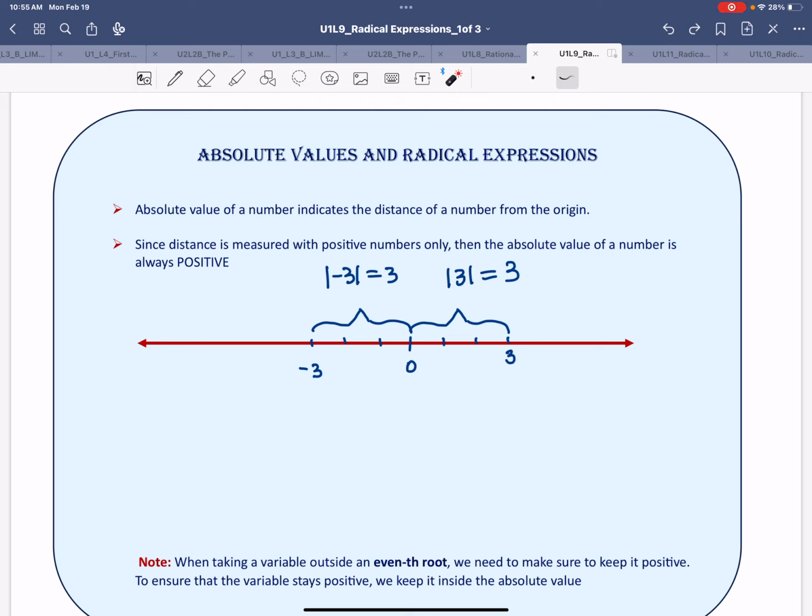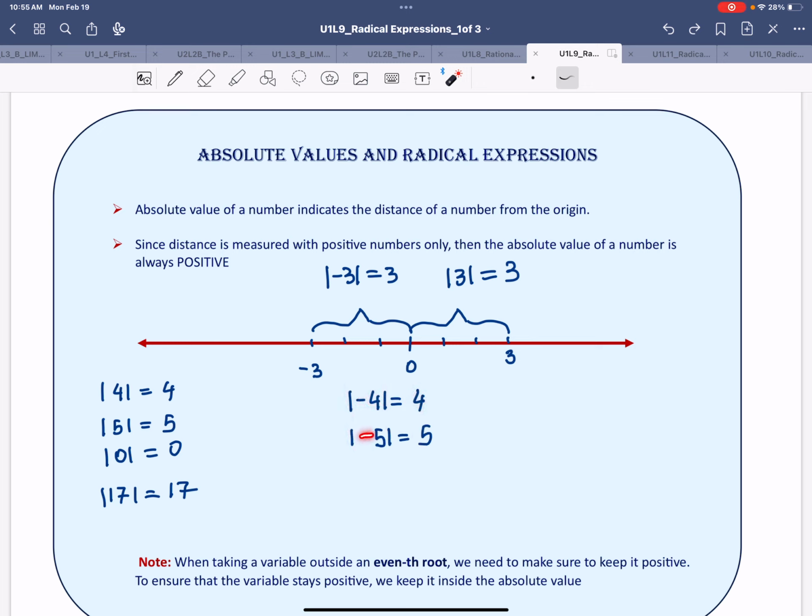So we're going to play around with some numbers first. The absolute value of 4 is 4 because the distance of number 4 from the origin is 4. The distance of number 5 from the origin is 5 units. So the absolute value of 5 is 5. The distance of 0 from the origin is 0. So the absolute value of 0 is 0. The distance of number 17 from the origin is 17 units. So the absolute value of 17 is 17. So let's look at some negative numbers. The distance of negative 4 from the origin is 4. So the absolute value of negative 4 is 4.